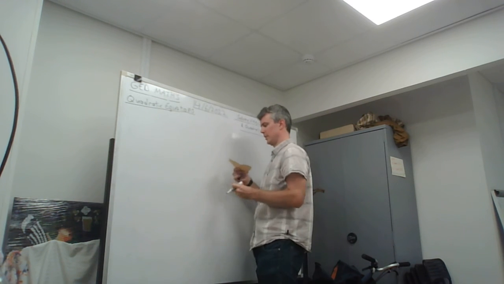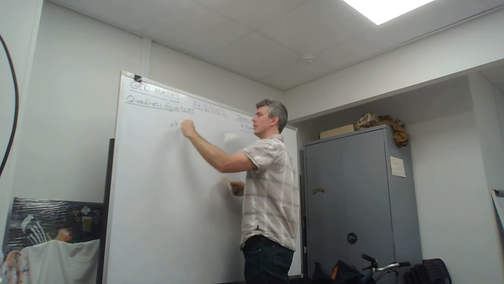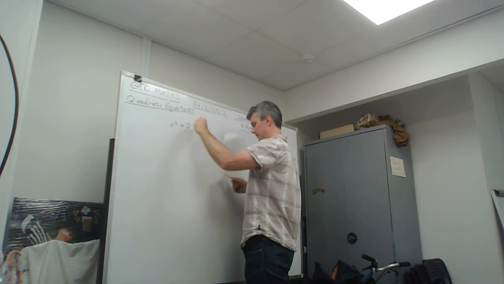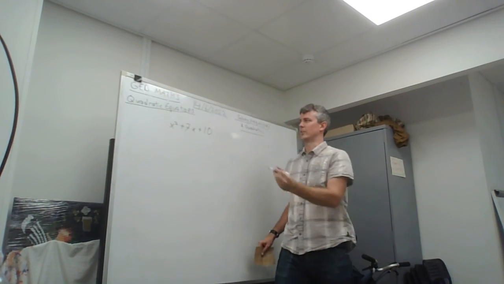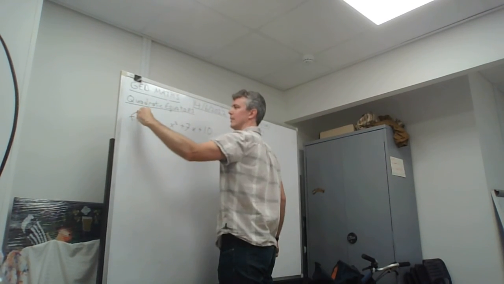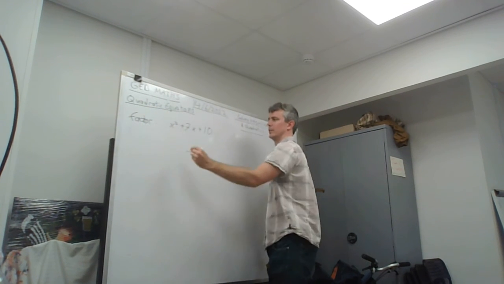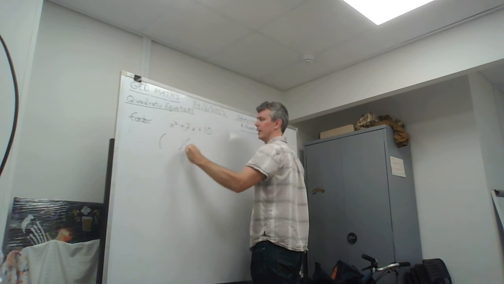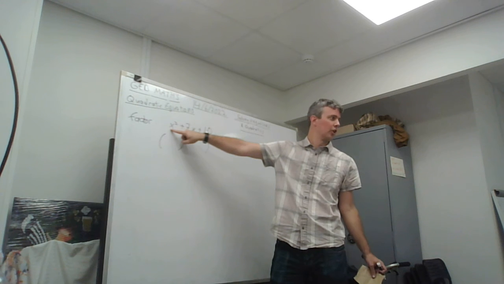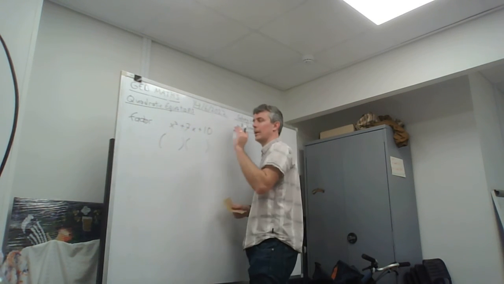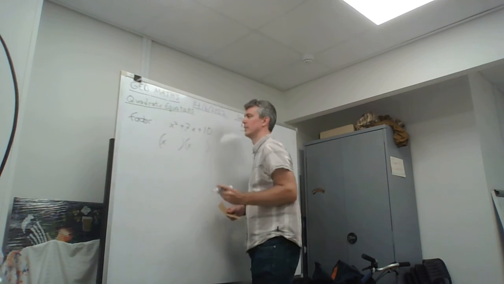Let's say I give you x squared plus 7x plus 10. Factor. Okay, so the first thing is you write your two brackets here, right? First stage, we look at the x. There's no coefficient. So that immediately tells you it's just x and just x.